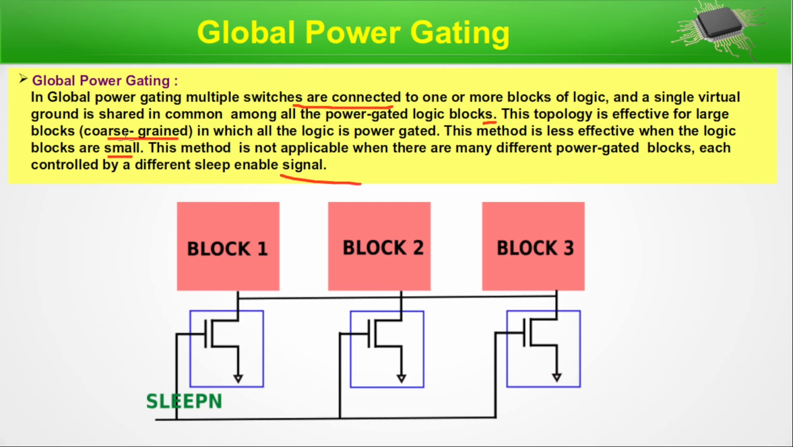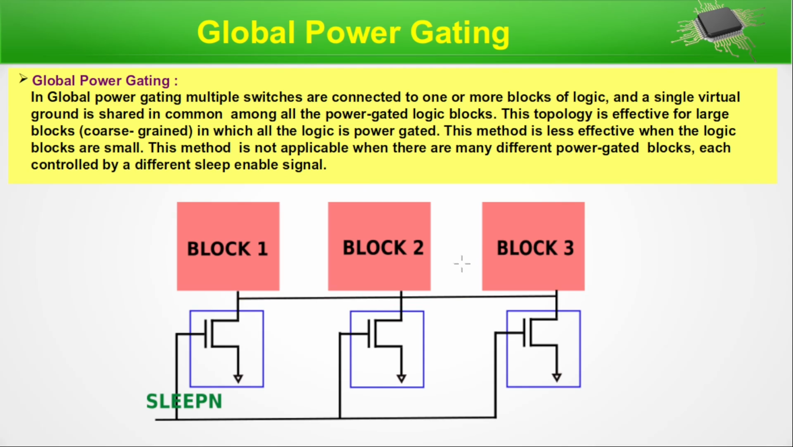So we can see that in global power gating, multiple switches are connected to one or more blocks of logic and a single virtual ground is shared in common. That is global power gating. This is the virtual ground. This is a single virtual ground. We'll see that this is the footer switch between actual ground and the power-down network. So that is connected. That is global power gating.